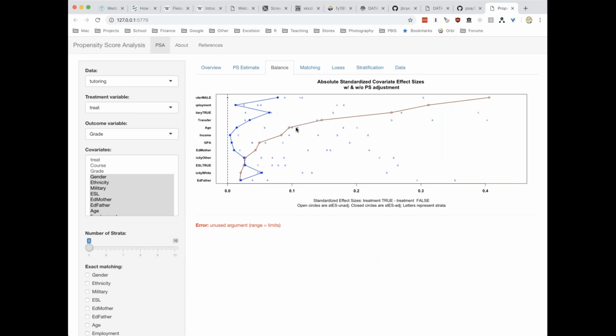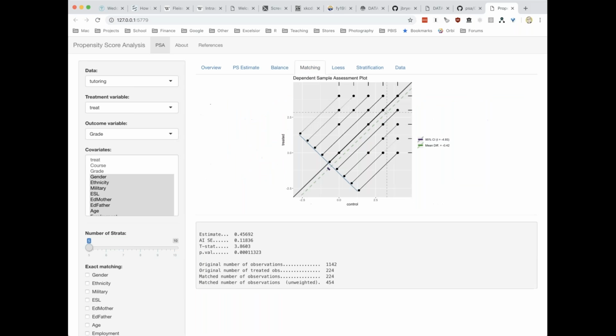And of course, there's a lot of different things you want to do. You want to check balance. So this is using 5 strata. And this red line is the effect of each covariate. So you could see gender is a significant predictor, or I'm sorry, is a significant confounder to the treatment effect, right? But after I do stratification, the effect of that is less than 0.1, which is generally my threshold. I want the effect size to be pretty small, but overall, the balance is better as we go through.